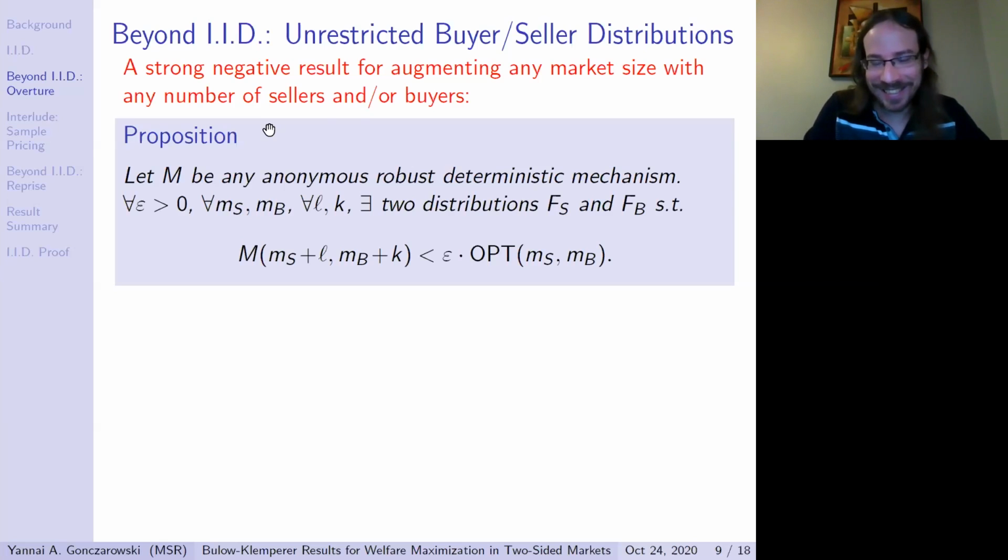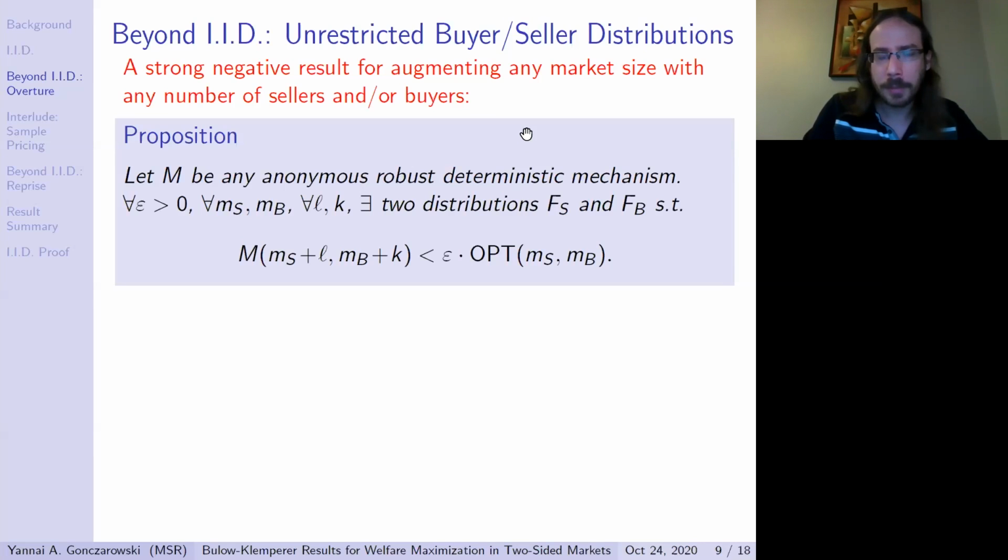Can you explain again the significance of anonymous? So anonymous here means that if there is no trade at some profile of values and costs, and you permute the costs and values among the sellers and the values among the buyers, then there will still be no trade. Are you also talking about randomized mechanisms? No, I'm not. That's where I'm actually hiding something. Here we're only talking about deterministic mechanisms. That is the limitation.